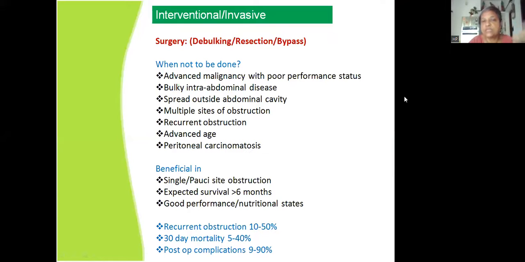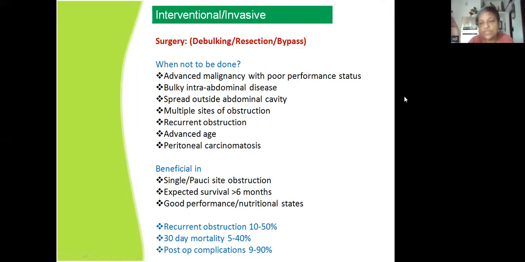So when surgery has to be done, I'm not going to detail it. When there is an advanced malignancy, as I said, with poor performance, in the sense the patient is slowly moving to the end stage, and it is spread all over the abdominal cavity, there are multiple types of obstructions and recurrent obstructions, in these cases any surgery won't be done. I remember, not only intestinal obstruction, when patients with colostomy come with obstruction, many times the patient is sent back saying that nothing can be done.